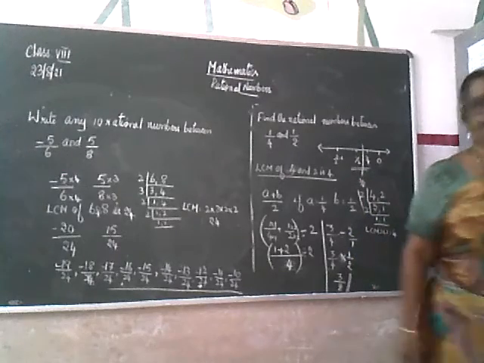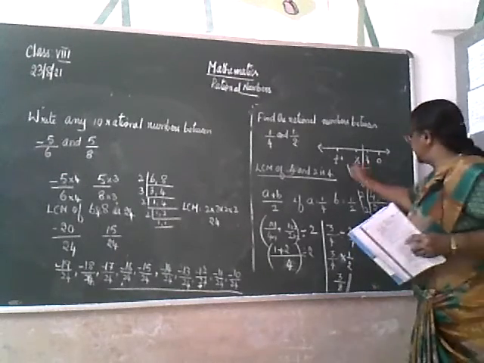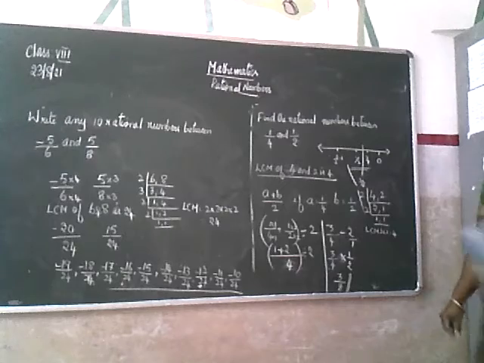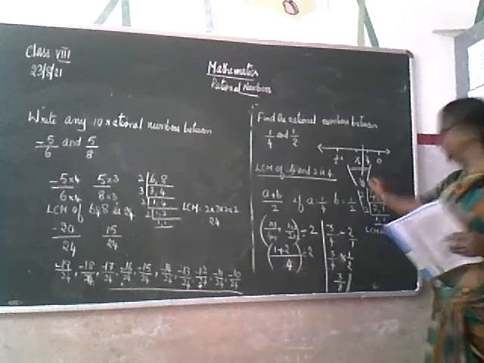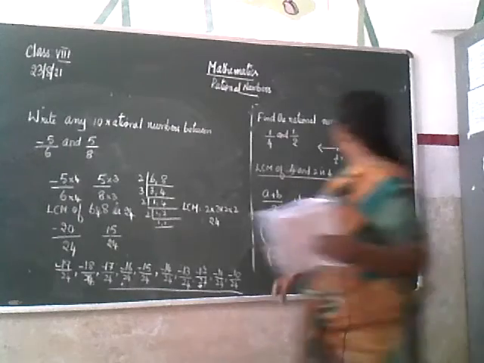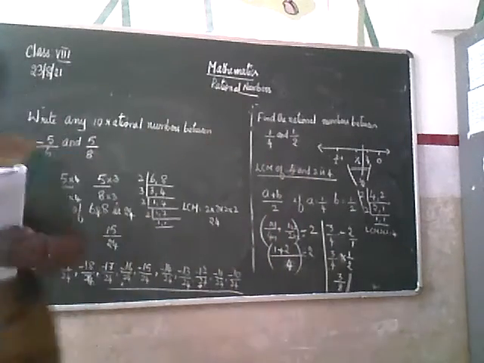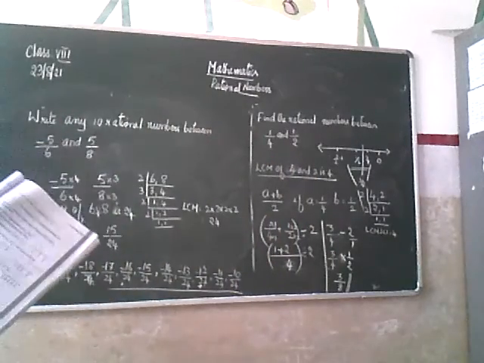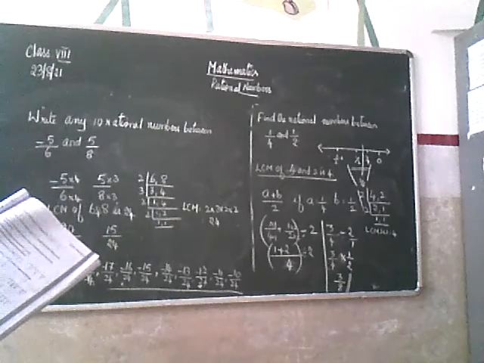Again you can find out by doing these two. Again one more you can find out by doing 1 by 4 and 3 by 8. So everything is possible. Okay. Again if you want to do, let me show you. How will you do this?